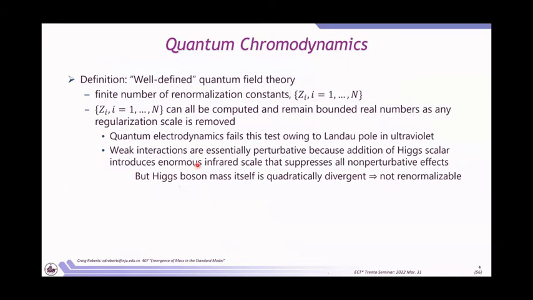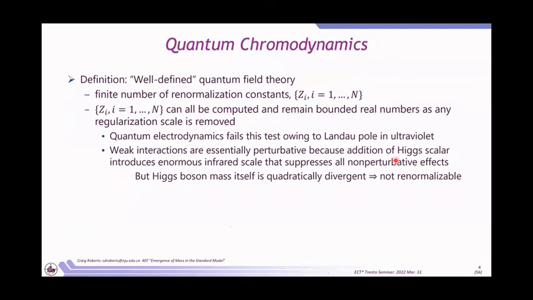What does well-defined mean as a quantum field theory? Well, one definition I've listed here, QCD has a finite number of renormalization constants that makes it possible. And these renormalization constants, if they can all be computed and remain bounded real numbers as any regularization scale is removed, then the theory is well defined. QED fails that test because the Landau pole exists in the ultraviolet. Weak interactions are essentially perturbative because we put the Higgs boson in there, and that is an enormous mass scale that suppresses infrared physics. But the Higgs boson mass itself is quadratically divergent. That makes the whole electroweak theory not renormalizable.